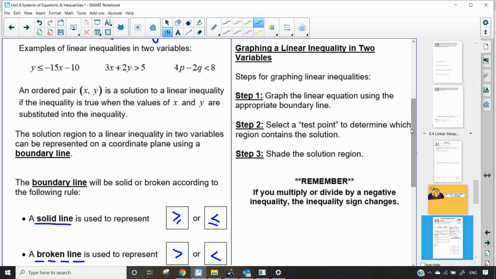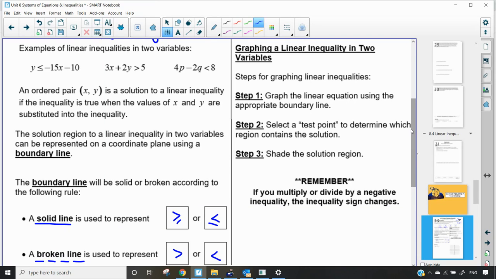Then we're going to pick a test point, and it doesn't matter what test point we pick, because if we substitute it in and it makes the statement false, then we would shade on the opposite side. If we plug in a test point and it's true, then we know that's the side that we can shade on. So we're going to select our test point, we're going to determine whether it makes the statement true or false, and then we're going to shade the appropriate region.